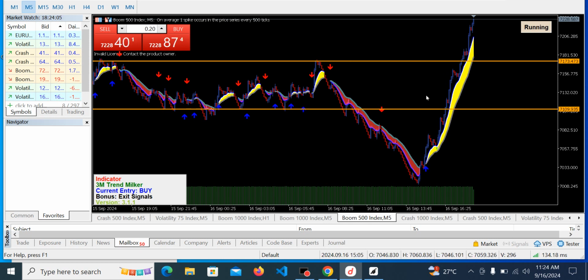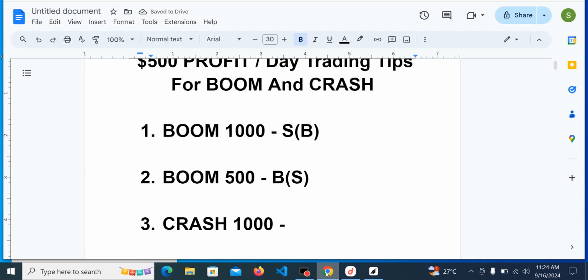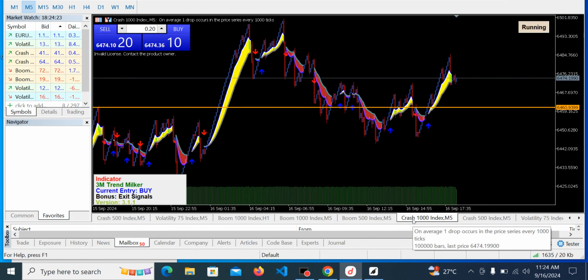So it is still buying at the moment, except if it's unable to break out from the next resistance zone, that is when it will go back into a downtrend. So it is still buying, even though this might not be for long also, that is if it does not break out above the resistance zone. Okay, so the next asset is going to be Crash 1000.